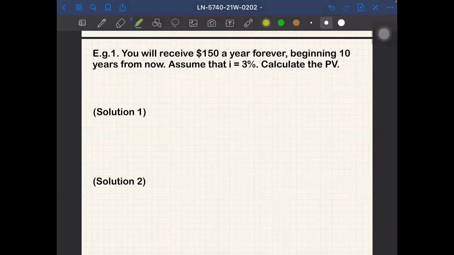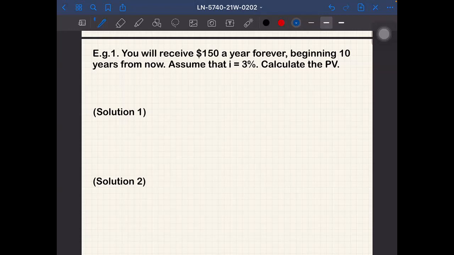Hi, now we have examples for perpetuity immediate and perpetuity due. So example, you will receive $150 a year forever beginning 10 years from now. Assume that i is equal to 3%, calculate PV.